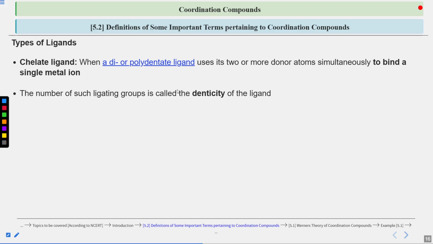The number of such ligating groups is called the denticity of the ligand. So the number of these ligating groups is considered the denticity of the ligand.